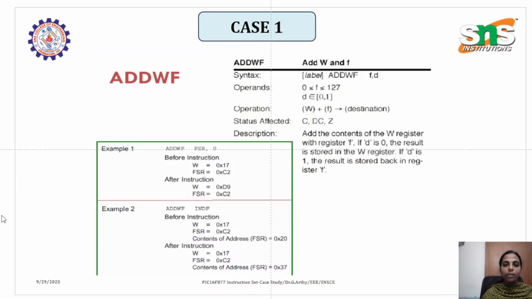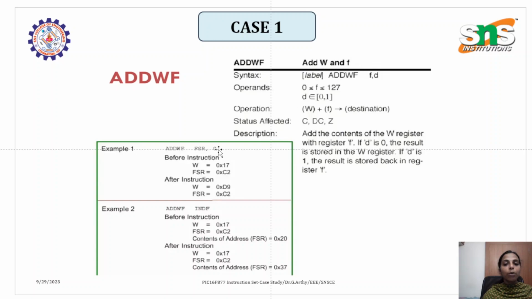Now as a case study, let us take a few instructions and see how the registers look before execution of the instruction, and after execution of the instruction. For example, let us assume this instruction ADDWF FSR, 0. Here W denotes the working register and F denotes the file register. FSR is the name of the file register being used, and 0 is the D. This is the syntax or the format for these instructions.